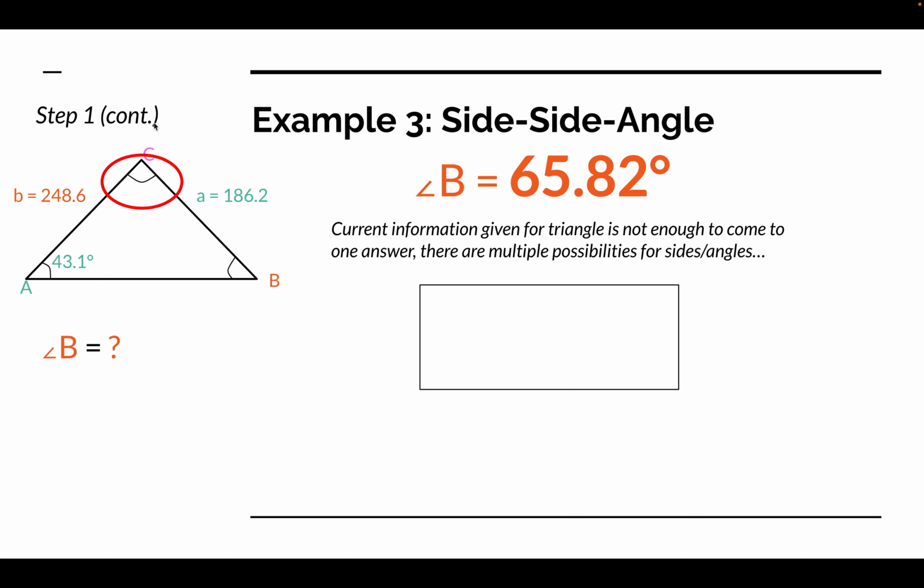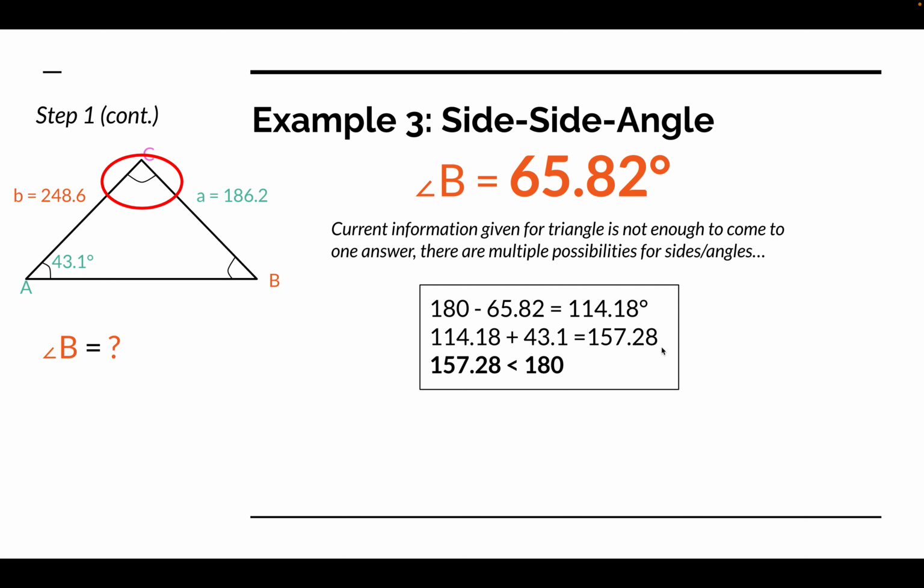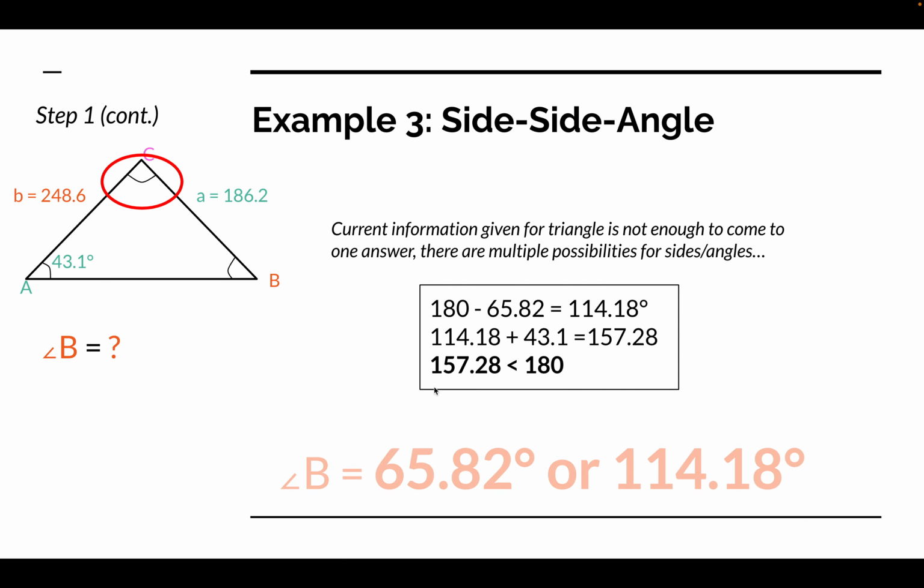Cool. So, let's subtract 65.82 from 180, and then we get this. Let's add that with the other angle we know. Boom. Okay. Hey, that is less than 180. So that means that since this is less than 180, 65.82 isn't the only possible answer.